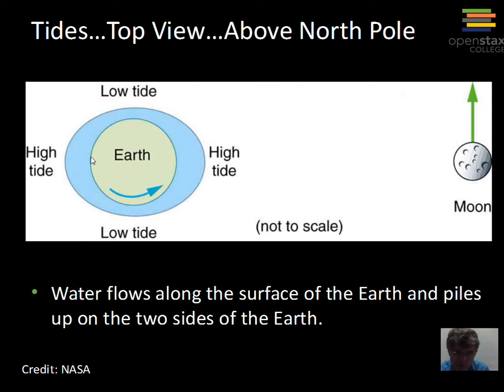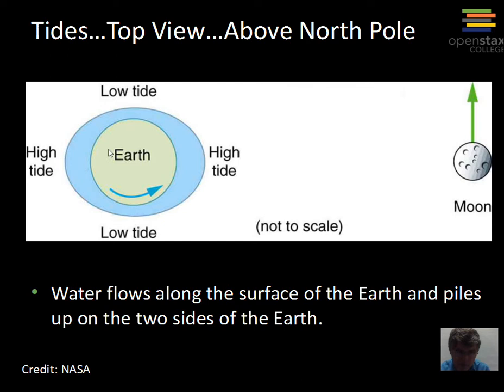But look over here, there's also a high tide over here. And what's happening here is the material here and at the center of the Earth feels a greater acceleration towards the moon and less acceleration back here. And the water again flows along the surface of the Earth and piles up in this opposite sense.